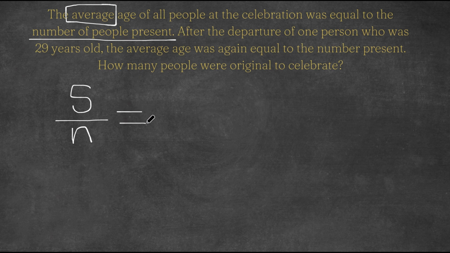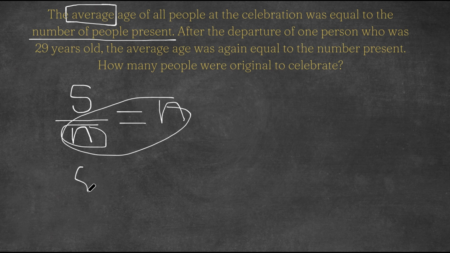Well, isn't the number of people present the same as the amount of ages? Because every person has one age. So the number of people present is the same as N, which is the number of ages. So our formula is S over N equals N. And we can actually simplify this if we multiply by N on both sides, and this would be S equals N squared. So this is our formula that we derived from our first sentence.